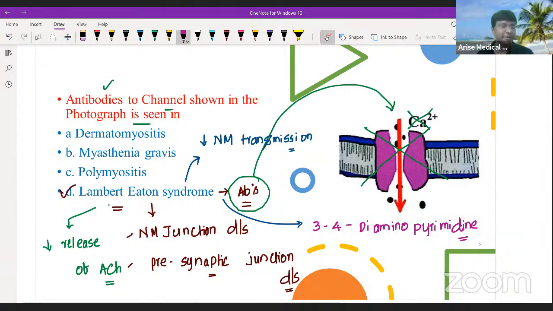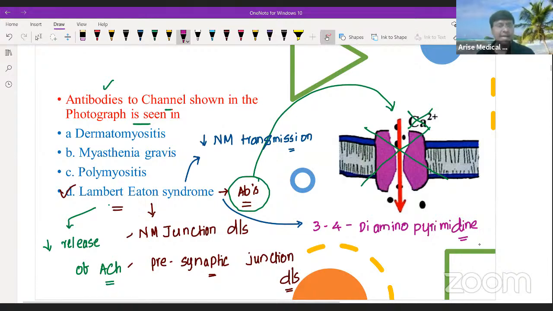Right, 3,4-diaminopyridine. That is the drug for Lambert-Eaton myasthenic syndrome. Lambert-Eaton myasthenic syndrome is an autoimmune disease. The antibodies are formed against the calcium channels, which are present on the presynaptic nerve terminals. In Lambert-Eaton myasthenic syndrome, there is a decreased release of acetylcholine, and the drug of choice is 3,4-diaminopyridine.